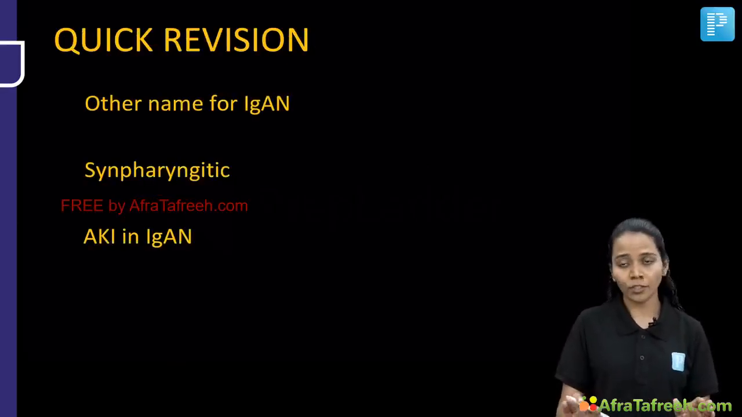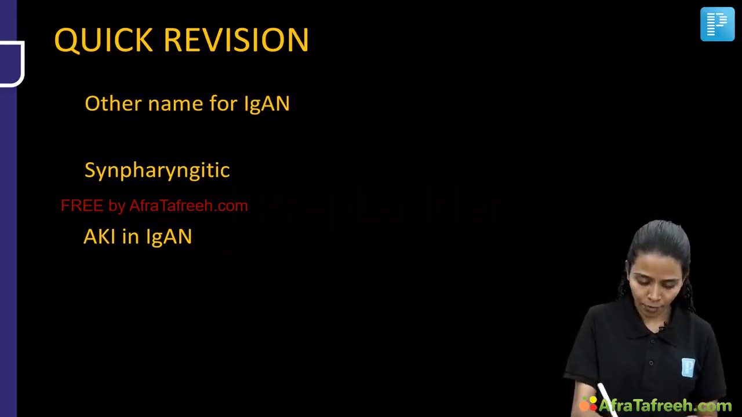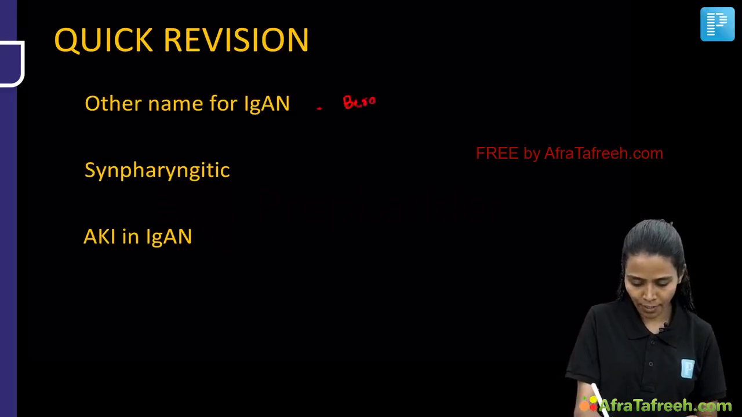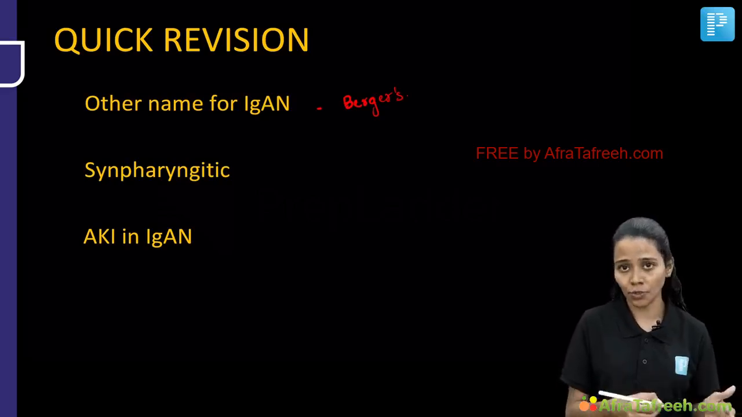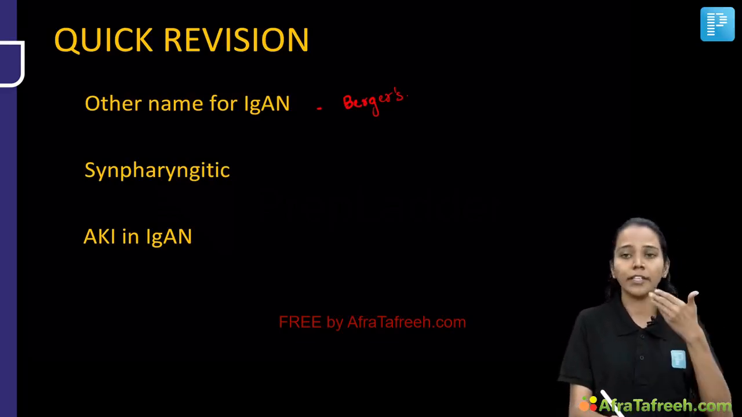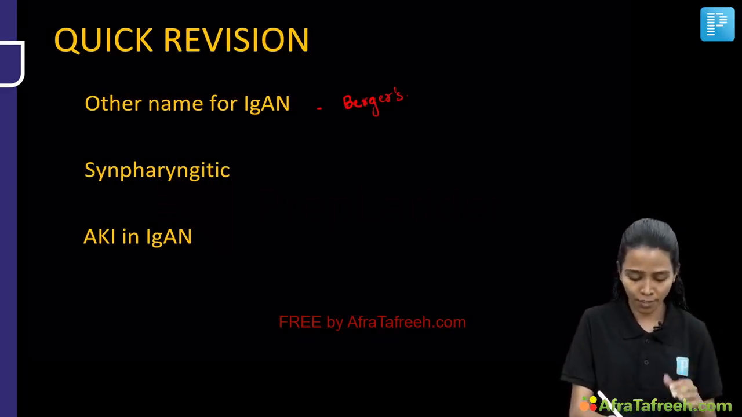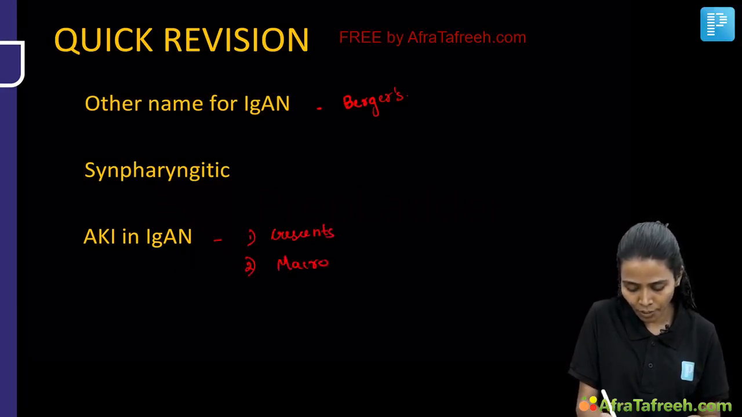Now, coming to the last part of the chapter, which is quick revision. The other name for IgA nephropathy is Buerger's disease. This is also called synpharyngitic hematuria when compared to PSGN, which is postpharyngitic. That is, along with the infection, the hematuria occurs. AKI in IgAN can happen because of crescents, it can happen because of macrohematuria, and it can happen because of incidental reasons.